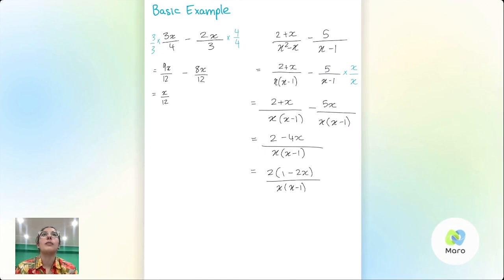But it's a good measure just to always factorize in case there's something you're missing, like there's 2 brackets that you could perhaps cross out if you factorize.